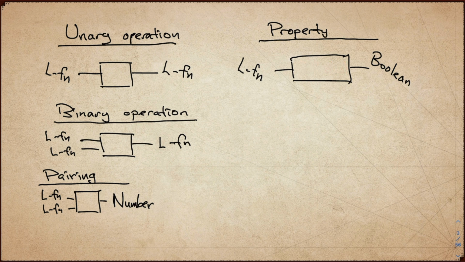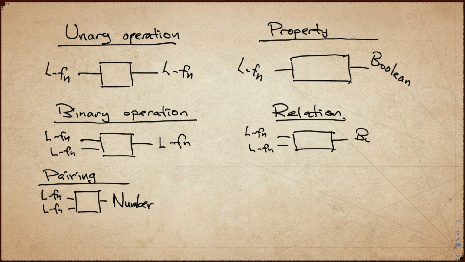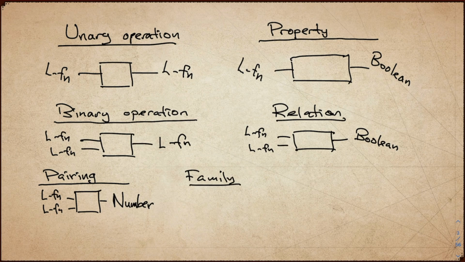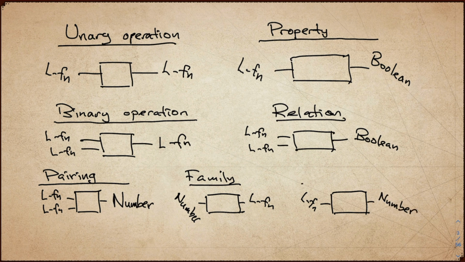Another machine type is relation. Here you give two L functions as input and get a Boolean as output. Last time we mentioned a family of L functions. A family is a machine where you have a number as input and get an L function as output. Today we will turn this around and look at machines with an L function as input and a number as output. And these machines are called invariants.